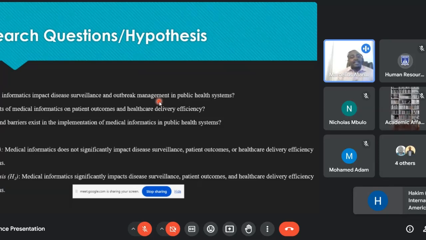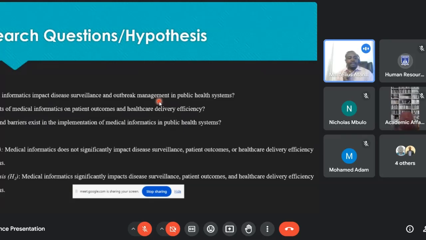So we nullify that medical informatics does not significantly impact disease surveillance, patient outcomes, or health delivery efficiency in the public health system. It means that if at the end we do not have enough evidence to support this, we can scientifically conclude that medical informatics significantly impacts disease surveillance, patient outcomes, and healthcare delivery efficiency in the public health system.